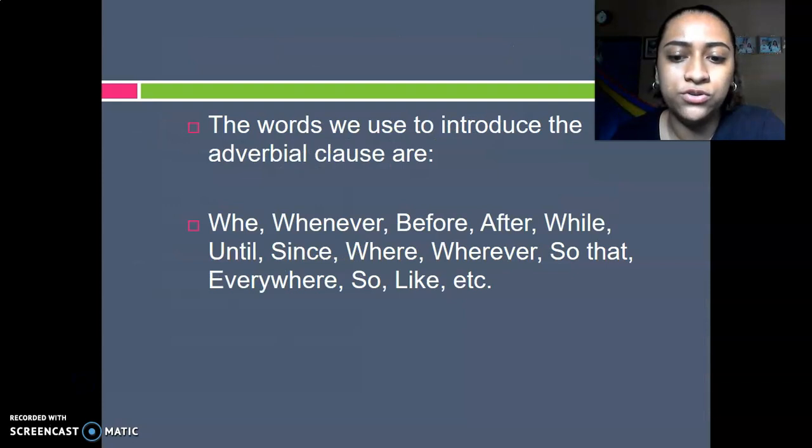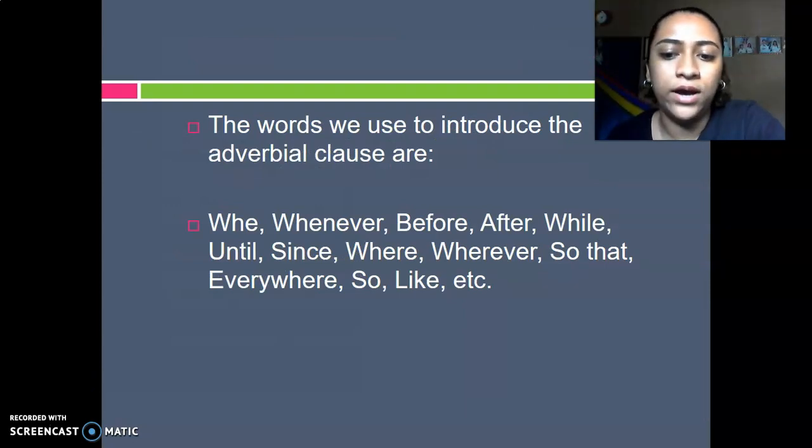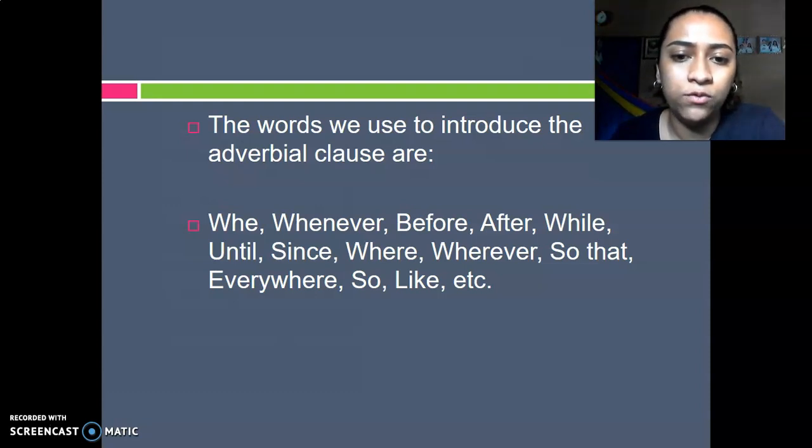The words we use to introduce the adverbial clause are where, whenever, before, after, while, until, since, wherever, so that, everywhere, so, like, etc.